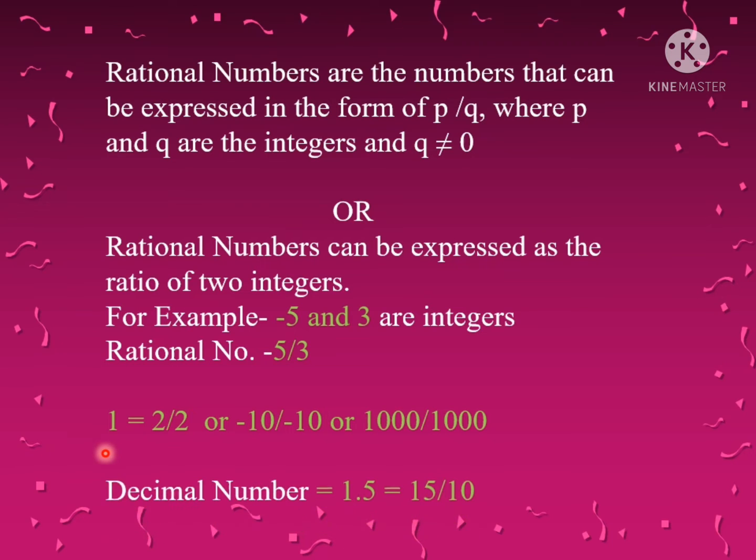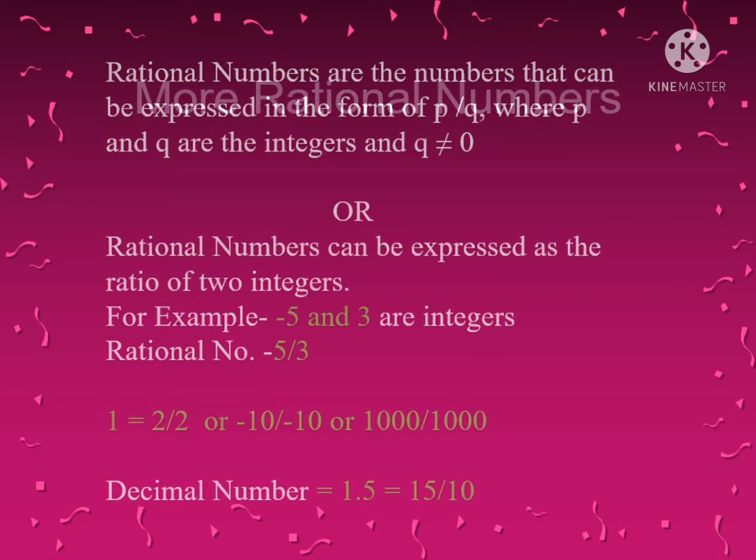So is a decimal number also a rational number? Let us check with an example. 1.5. 1.5 can be written as 15 upon 10. Yes, 15 and 10 both are integers. That means 1.5, which is 15 by 10, is also a rational number. So decimal numbers can also be expressed in the form of rational numbers.